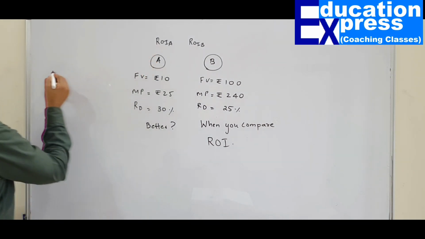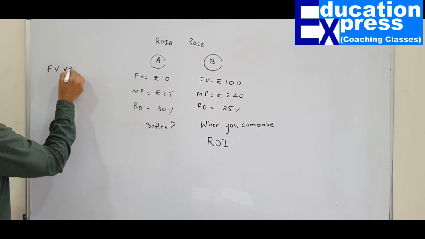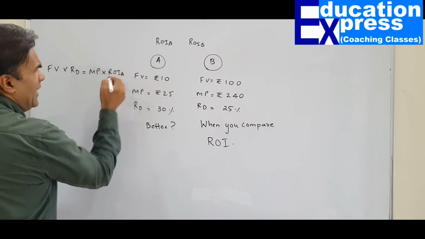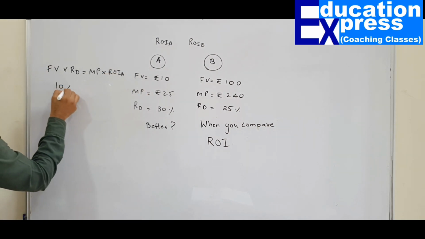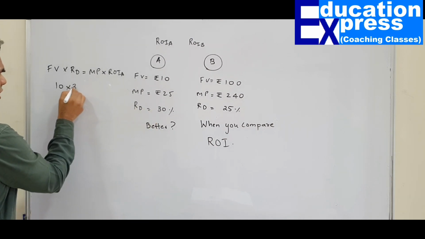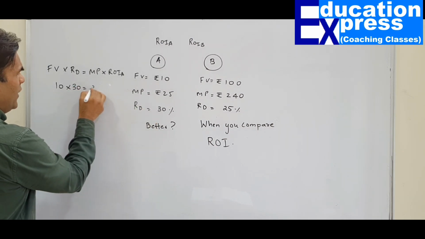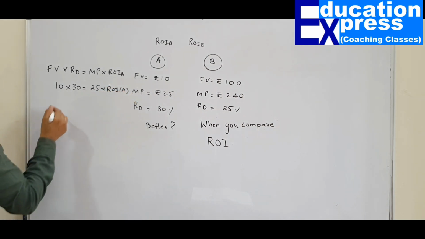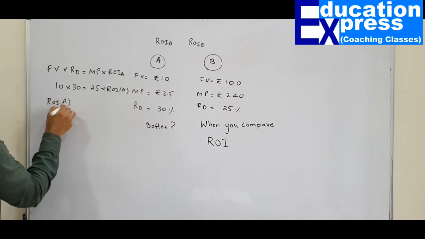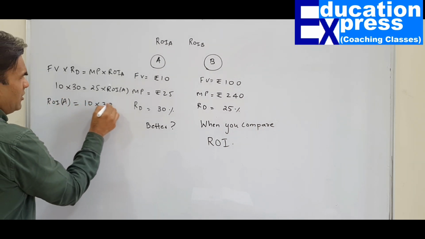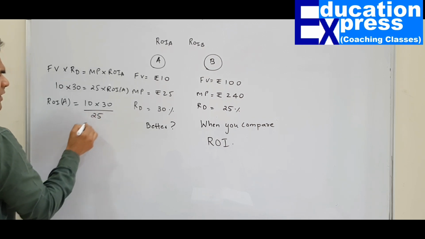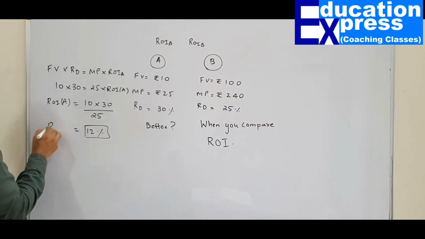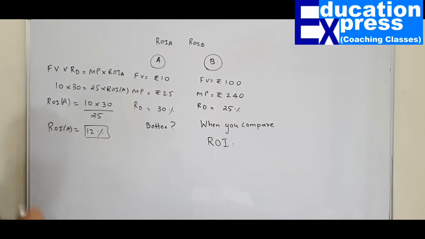As we know, the formula for ROI is face value multiplied by rate of dividend equals market price multiplied by ROI. For A, the face value is 10, rate of dividend 30, market price 25. ROI of A would be 10 multiplied by 30 upon 25. So 300 upon 25, 12% is the ROI, return on investment, of A.